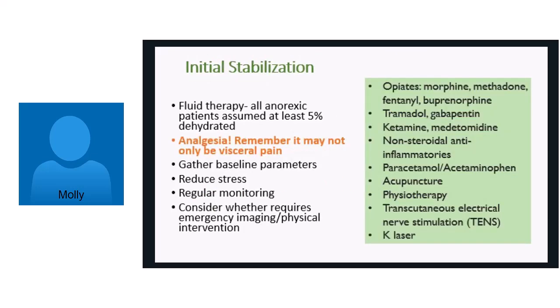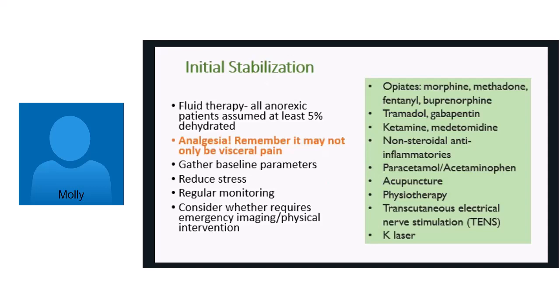So before we get to further diagnostics, what am I going to do? As I said, all of these animals receive stabilisation alongside diagnostics. My first key thing is fluid therapy. And I assume that all of these anorectic rabbits are at least 5, if not 8% dehydrated.